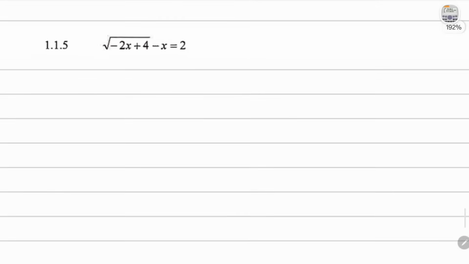Question 1.1.5, we are given an equation and you can see that there is a surd in this equation and we need to solve for x.